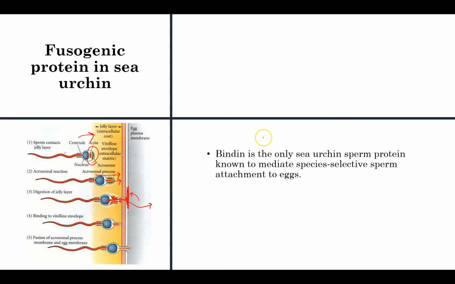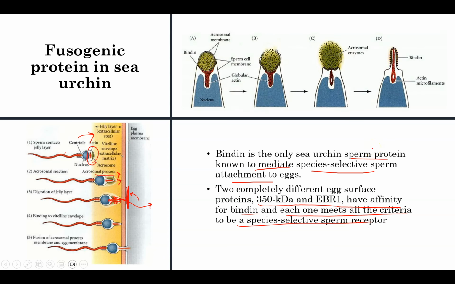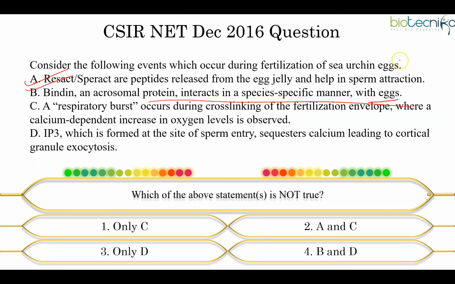releasing the contents of the male pronucleus inside the egg. So bindin is the only sea urchin sperm protein known to mediate species selective sperm attachment to eggs. To a completely different egg surface protein, as I mentioned, EBR1, they have affinity for binding, and each one meets all the criteria to be a species selective sperm receptor. Okay, so whenever you have the acrosomal reaction taking place, you can see the acrosomal process is now bonded by bindin. So yes, even this is a correct statement that bindin and acrosomal process interact in a species specific manner.